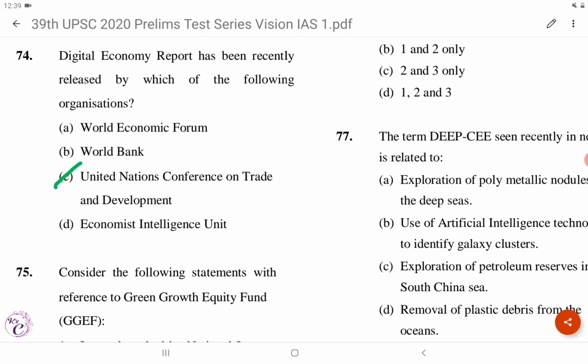The correct answer is C, that is United Nations Conference on Trade and Development. UN Conference on Trade and Development, that is UNCTAD, has released its first ever Digital Economy Report 2019 that analyzes the world's digital economy. Hence, option C is the correct answer.